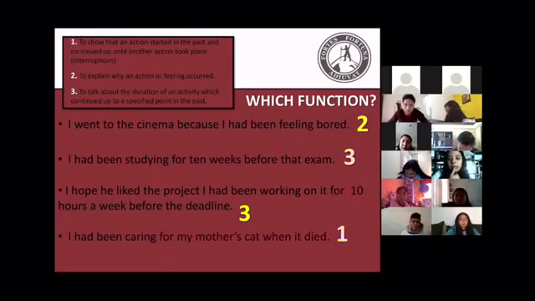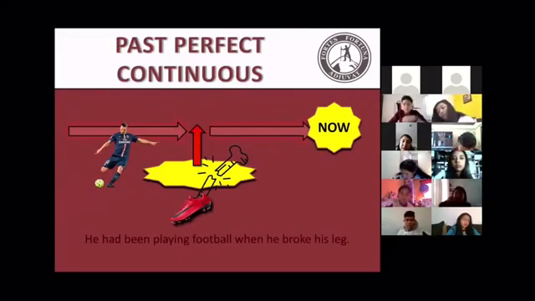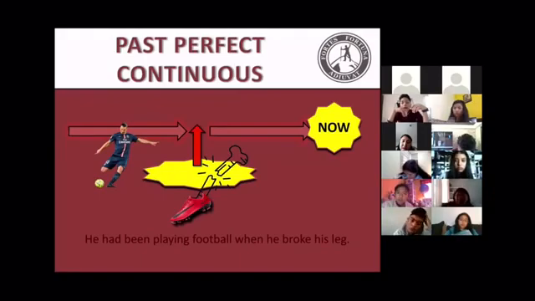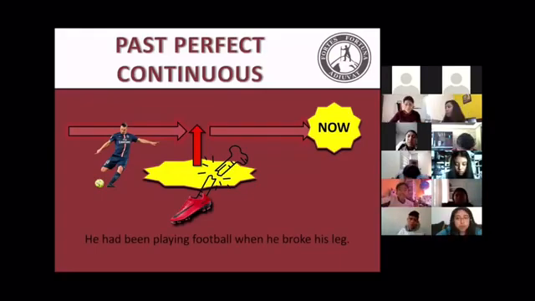Let's have a look at one of the diagrams that we have here. So we have a footballer. You probably know who he is if you're interested in football. He's kicking a ball, so he's playing football. And then a disaster happens. And you see that little picture there. Now, these things happened in the past. That's why we're using past perfect continuous. He had been playing football when he broke his leg. That is an example. Excellent.